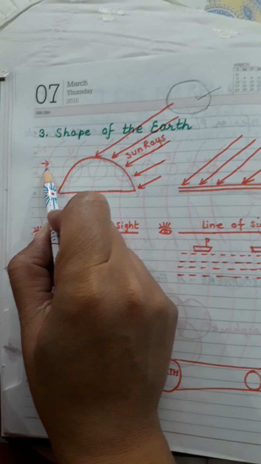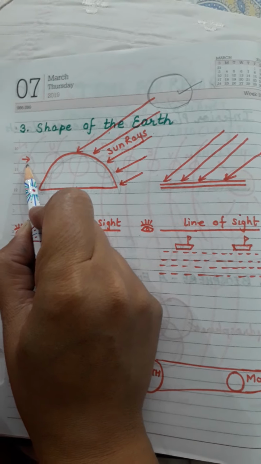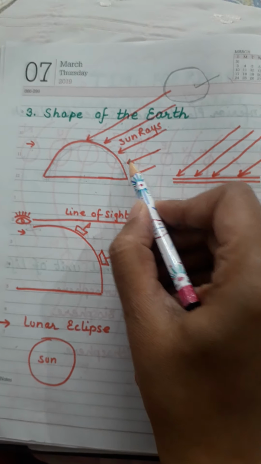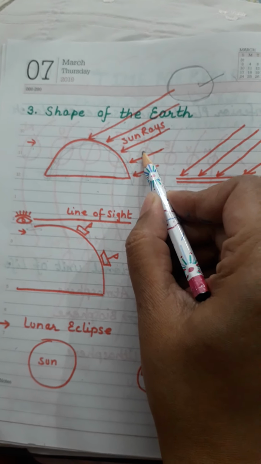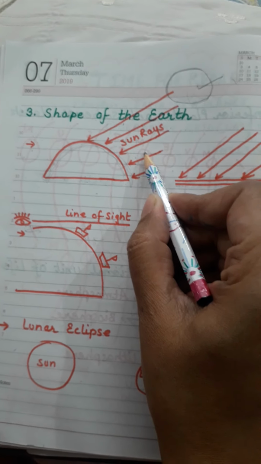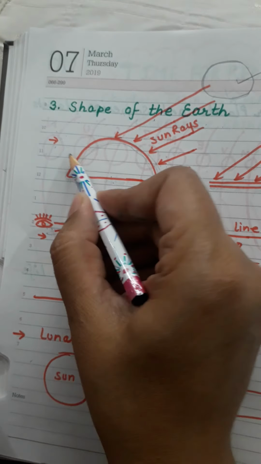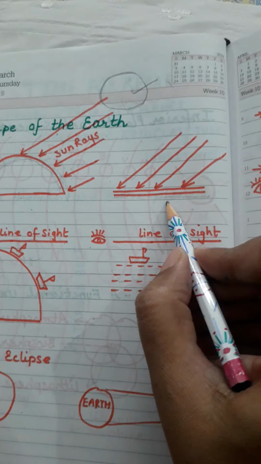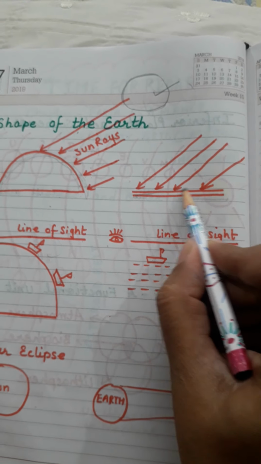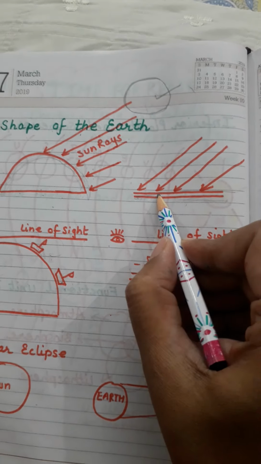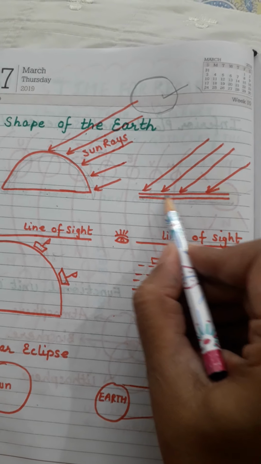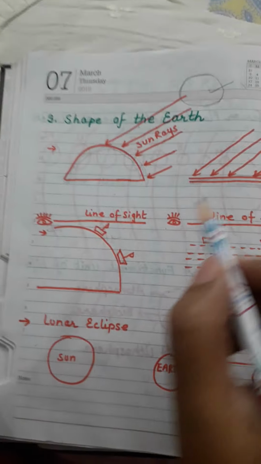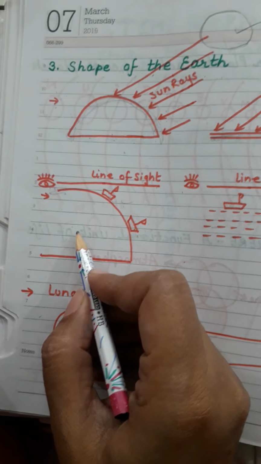This is the first point, sunrise and sunset. Now, see, the rising sun is seen first at the places in the east, then at the places in the west. In this case, if the earth was flat, the rising sun would be seen at all places at the same time. Now see, the second proof.